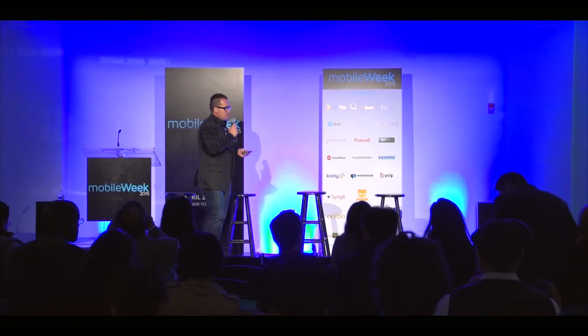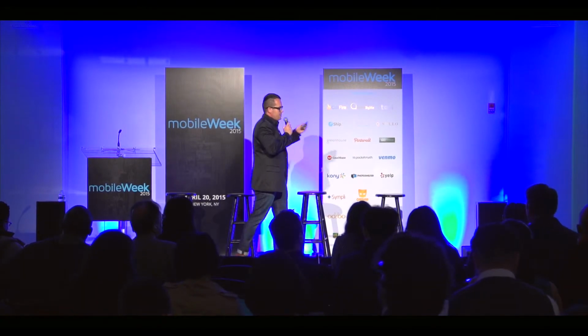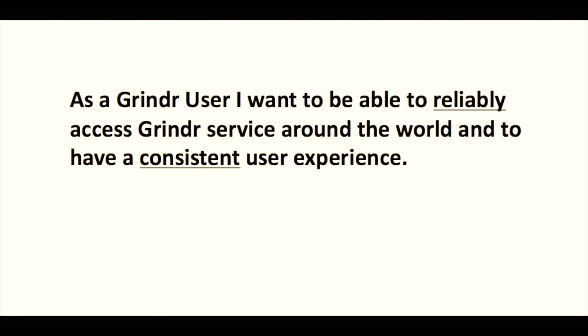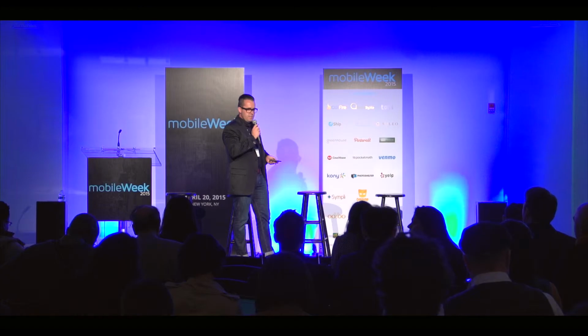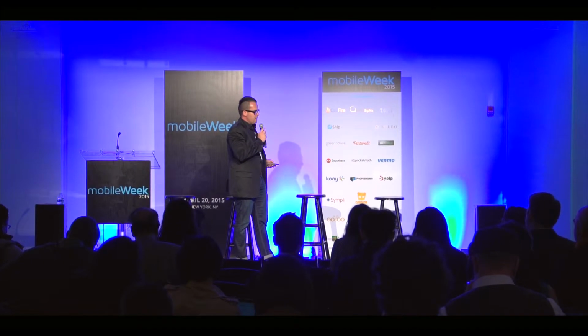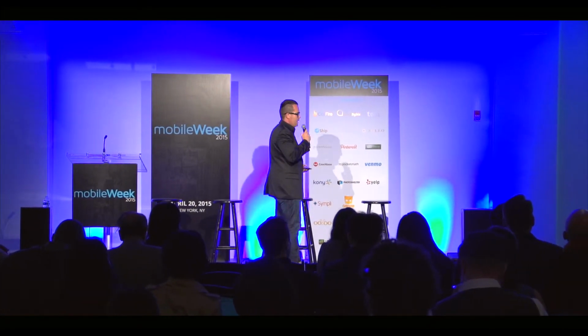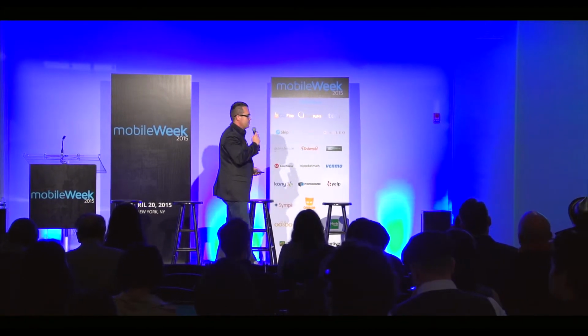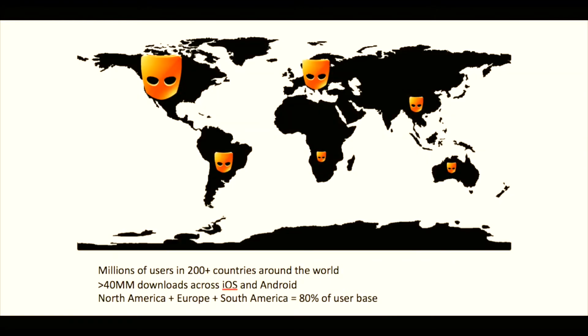We have a couple of problems that we need to solve because we're a global company. But here's the use case that I'm going to be talking about today. As a Grindr user, I want to be able to reliably access the Grindr service around the world and have a consistent user experience, which is easier said than done if you have a lot of users using your system. Grindr has presence in over 200 countries in the world. We have over 400 million downloads. When you look at our user base, North America, Europe, and South America compose around 80% of it. So what does it mean for us?